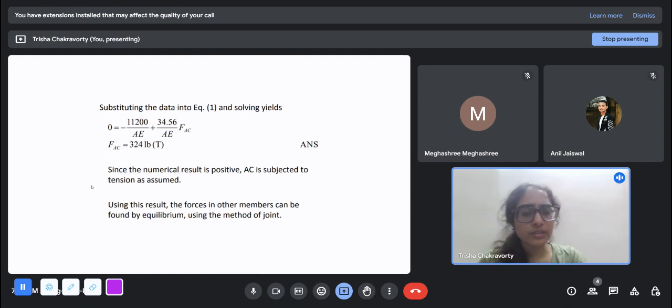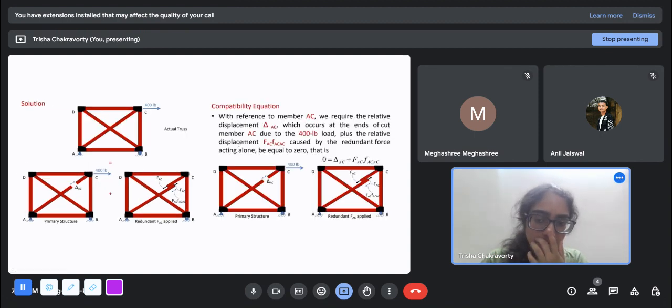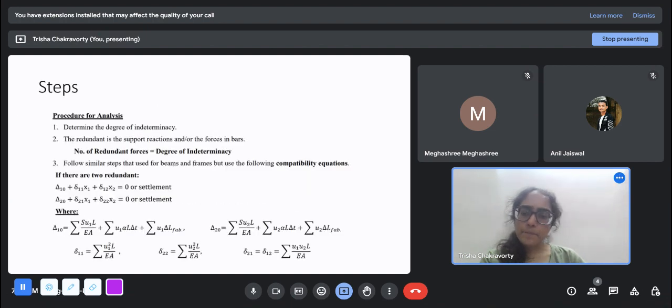We originally assumed that AC is under tension. And once you have this member force, you can forget there is a member here. You can just put two equivalent forces, and then it becomes an externally and internally determinate structure. After that, you can calculate all the responses as we have studied earlier for determinate trusses. These are the basic steps. First we determine the degree of indeterminacy.